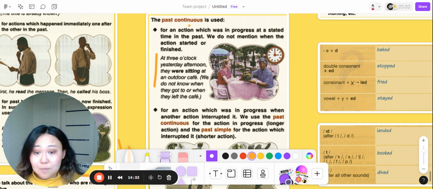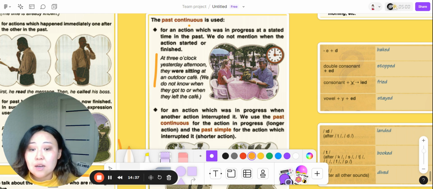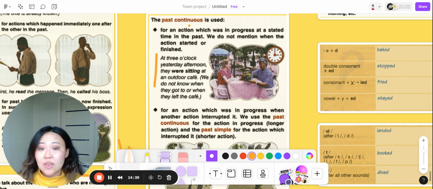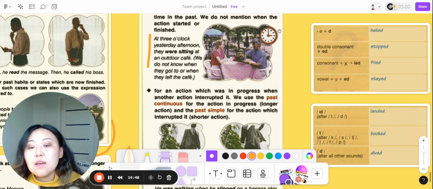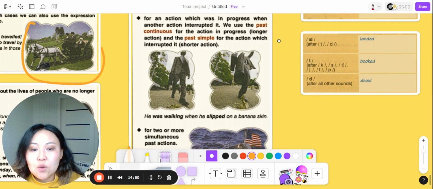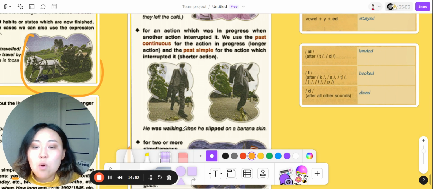Something was happening. And about these people, we don't know when they got to this cafe or when they left. We just know that at 3 o'clock yesterday afternoon, they were sitting in this cafe. Next one. Here we have two examples. He was walking when he slipped on a banana skin.